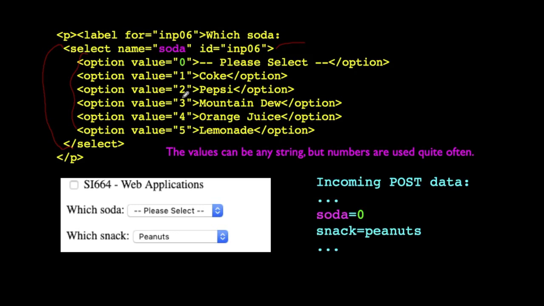So I happen to be going 0, 1, 2, and these are strings, not numbers. They often are just numbers to make our lives simple. And then you have some text, etc. And so you pick one. In this case, I leave it default, and I hit submit. So soda is going to be equal to 0, the one that's selected when we hit submit. Okay? So that's what a select looks like.